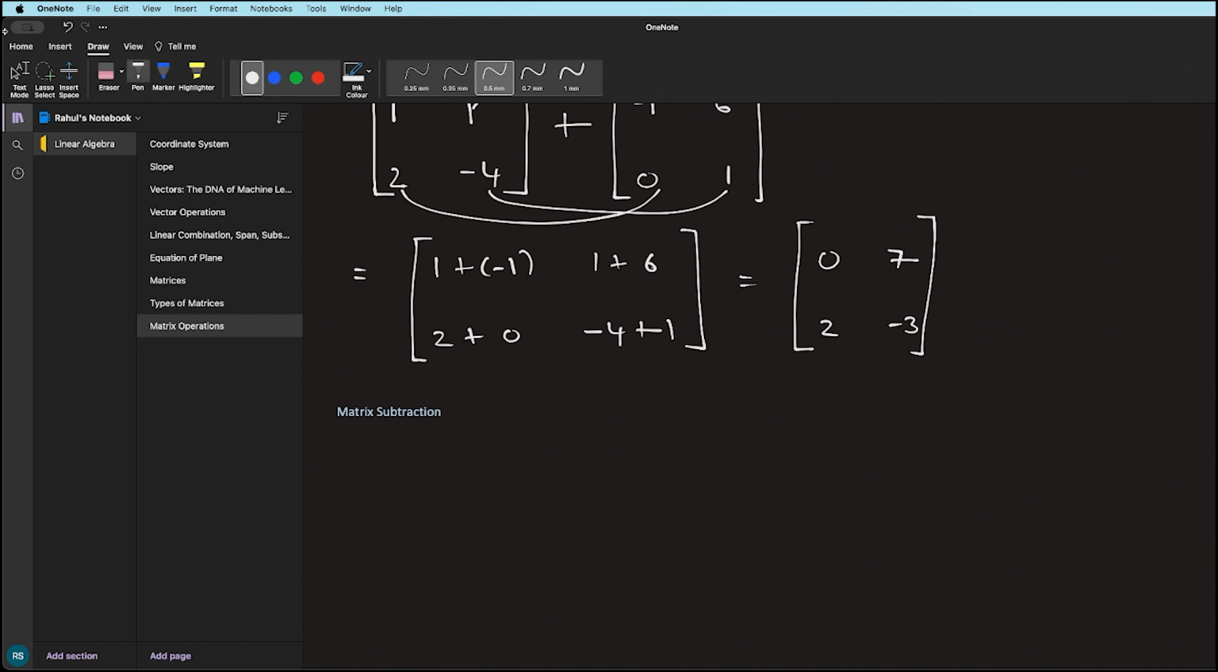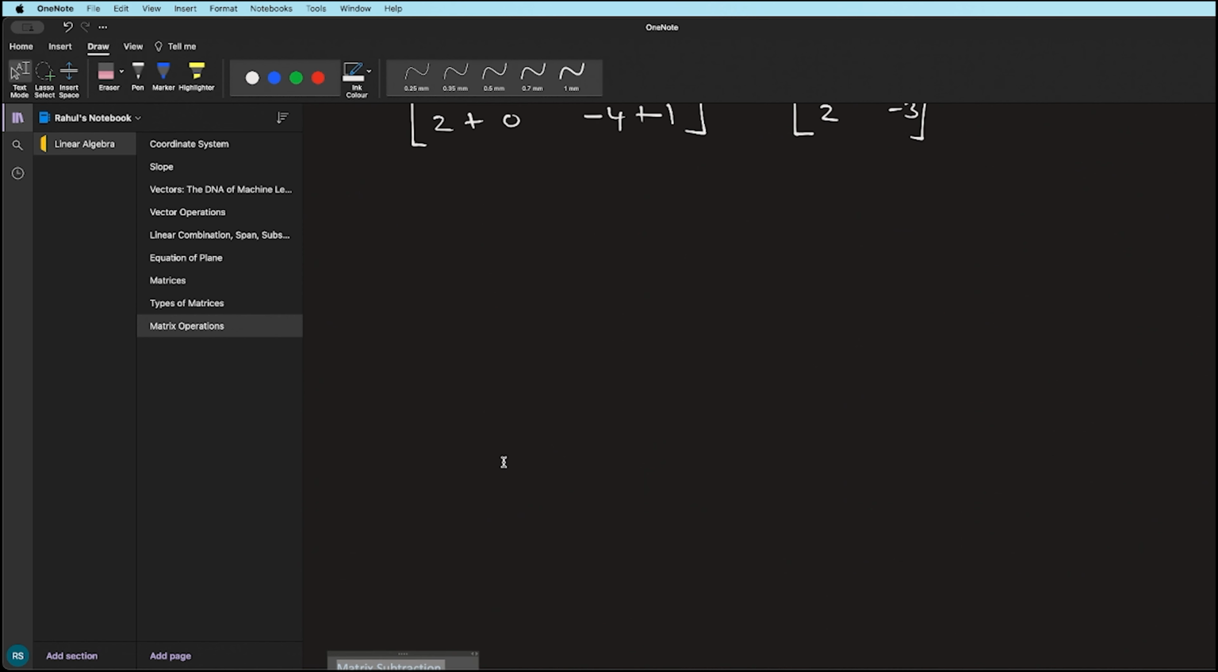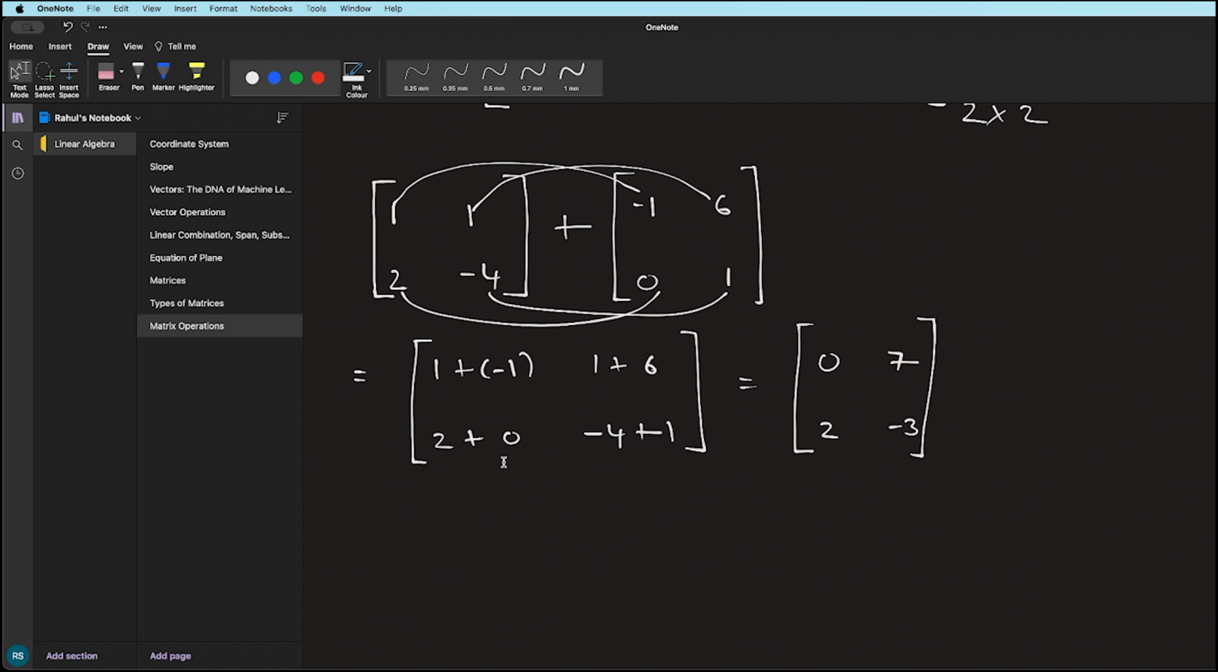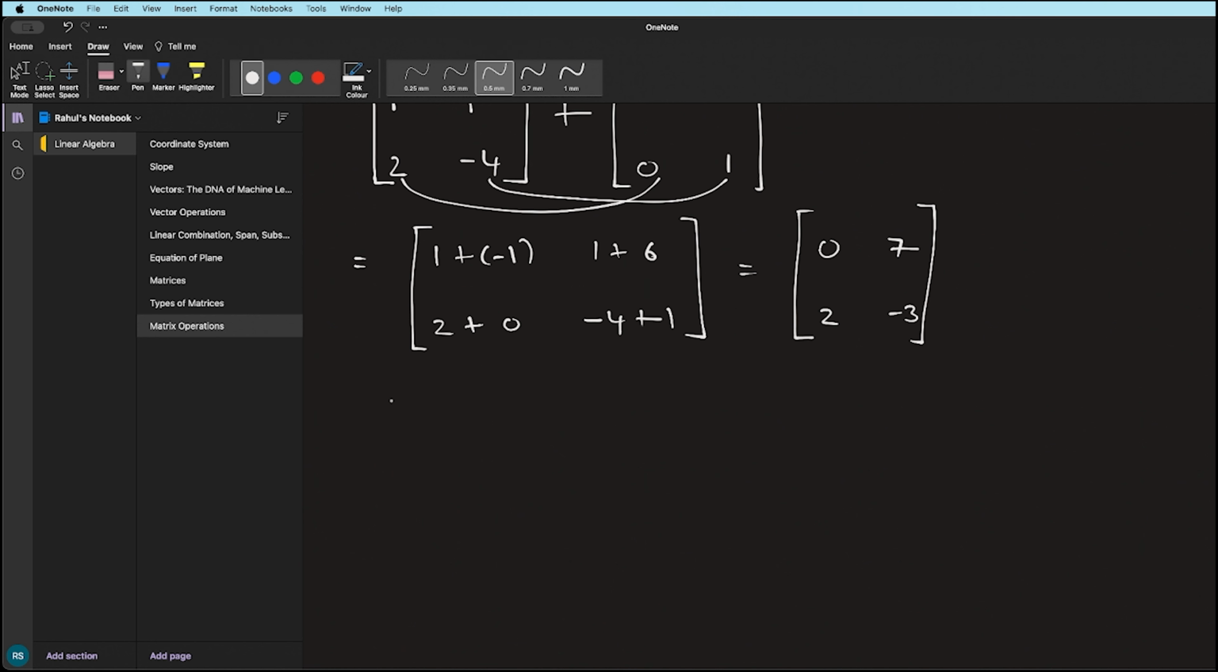Now let us understand the properties of matrix addition. Matrix addition is both commutative and associative. So what is meant by commutative? Let me write the commutative property. Okay, so matrix addition is both commutative and associative.